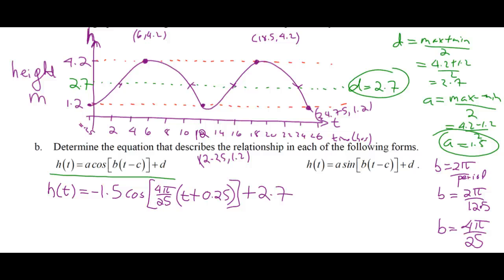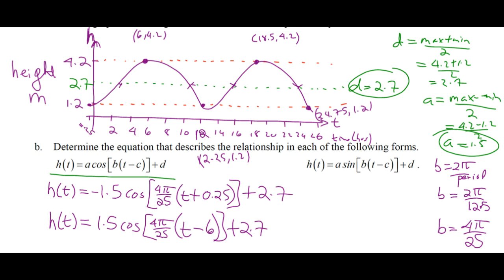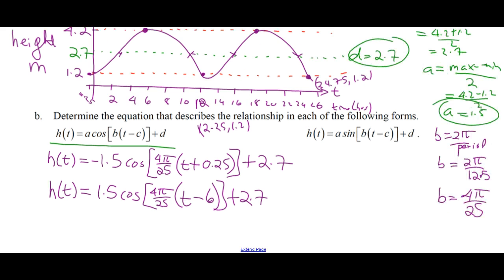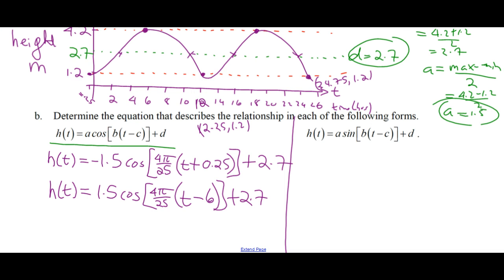Okay, if it did say a has to be greater than 0, then h of t is equal to positive 1.5 cos 4 pi over 25 t. The maximum was at 6, so this will be minus 6 because it's right 6, plus 2.7. Okay, so there's two possible cosines. I think if it doesn't state what a has to be, you're open. As a sine function, let's just do the one. This is kind of the obvious one, but now we've got to figure out what that is.